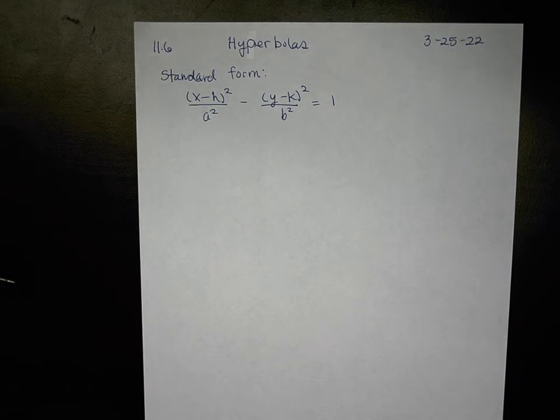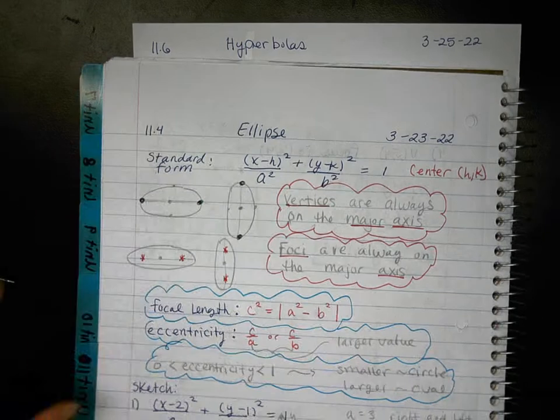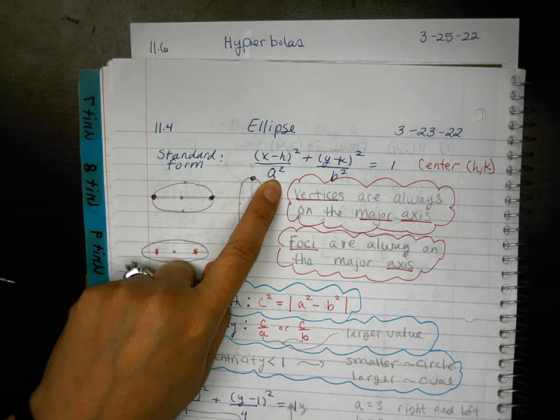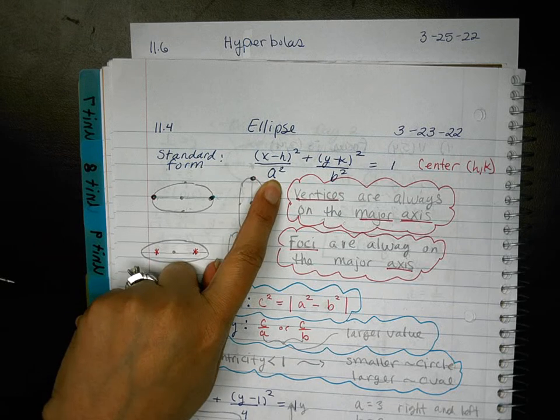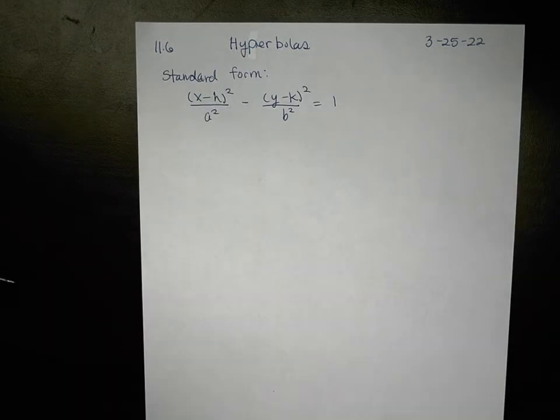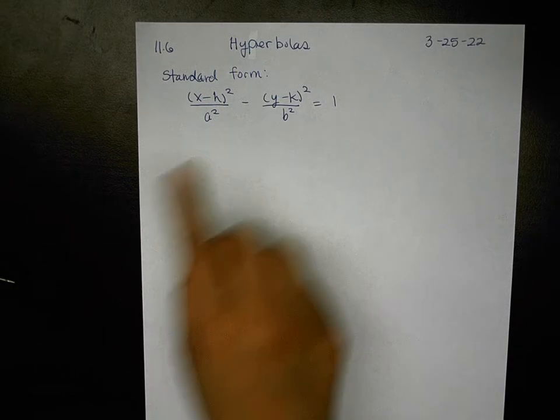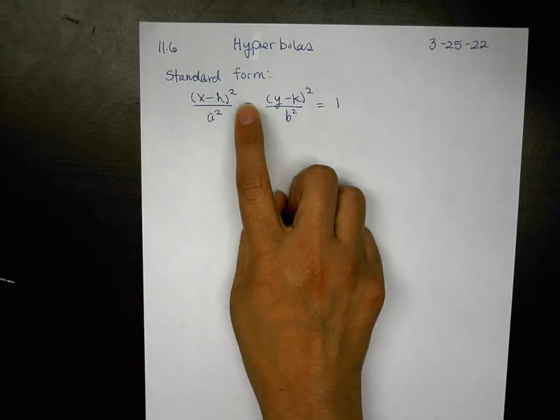All right, does this look very similar to our ellipse standard form? I'm going to show you really quick. There's standard form for an ellipse. Does it look very similar? Yes? Okay. It should look very similar. What's the only difference? The minus sign.